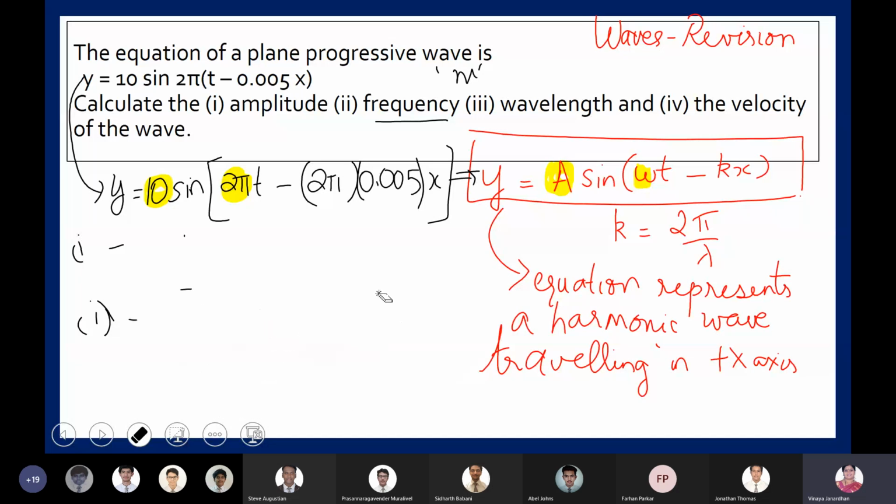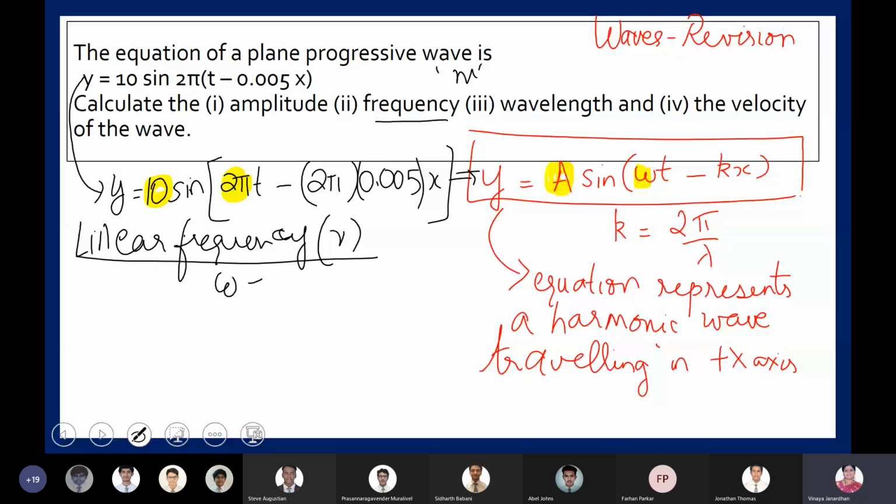Now we'll go for the linear frequency. For that, we should know the relation between them. Your linear frequency is nu. So you know that omega is equal to 2 pi nu, or nu is equal to omega by 2 pi. What was omega in the previous case? Omega was 2 pi, right? Can you identify omega, boys? So 2 pi by 2 pi, your value is 1 hertz. So nu is 1 hertz.